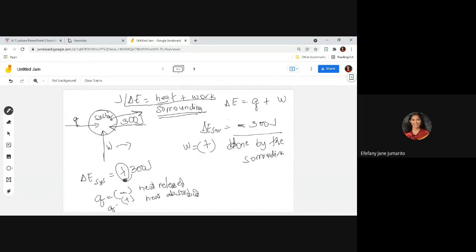Now, if the system itself does the work to have an output, then it will have a negative sign. Work is negative when the system does the work, or work done by the system. Okay, we have that one. Now, if you are the one doing the work, then your energy will decrease. Okay, we have that one.